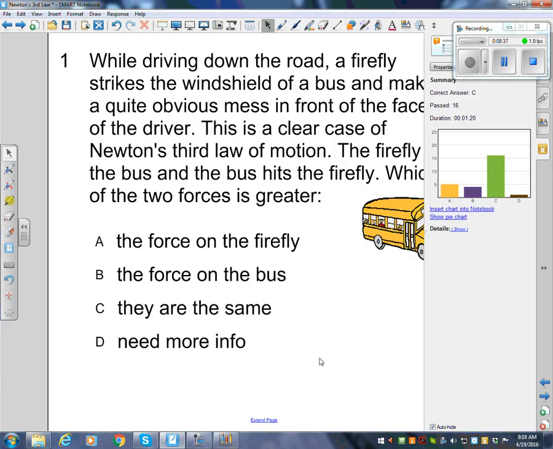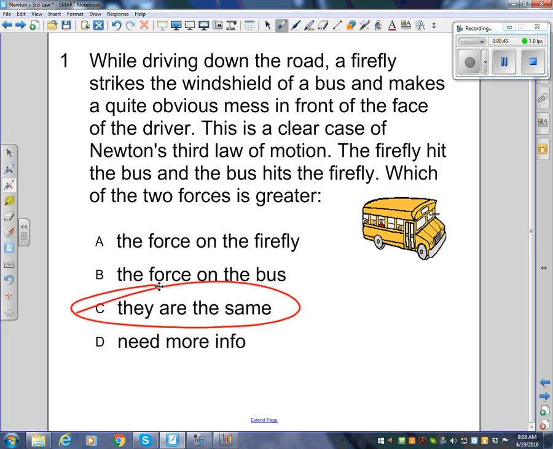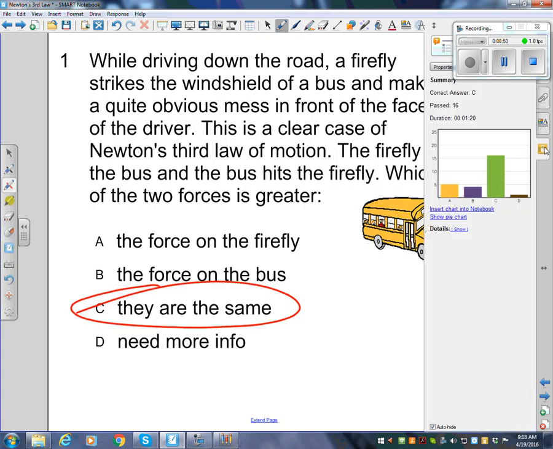Well, I'm pleased to see that the majority of you got the right answer. I am not so pleased that some of you got it wrong. What does Newton say? For every action force there is an equal. Have we not been talking about that for 3 days? Equal means the same. They are the same.